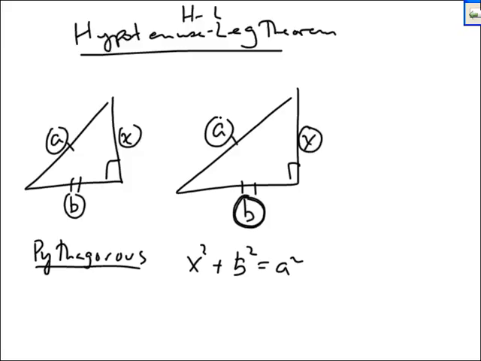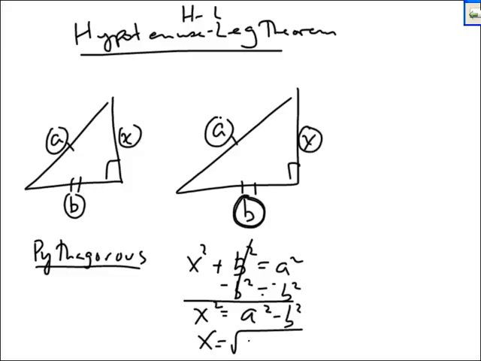So in both triangles, taking away B squared from both sides, X squared is A squared minus B squared. So X is the square root of A squared minus B squared. That is, all three sides are the same.